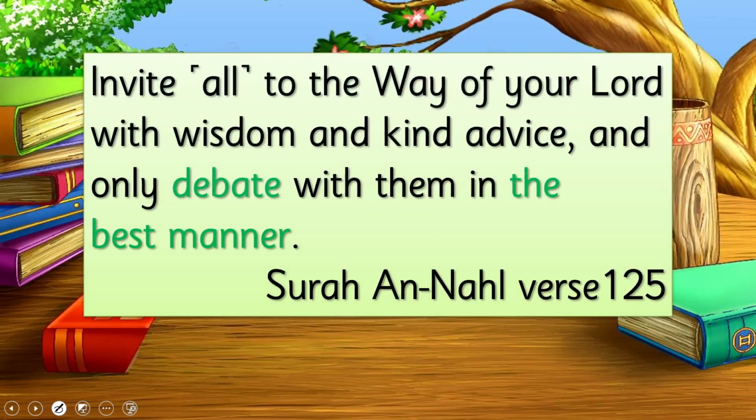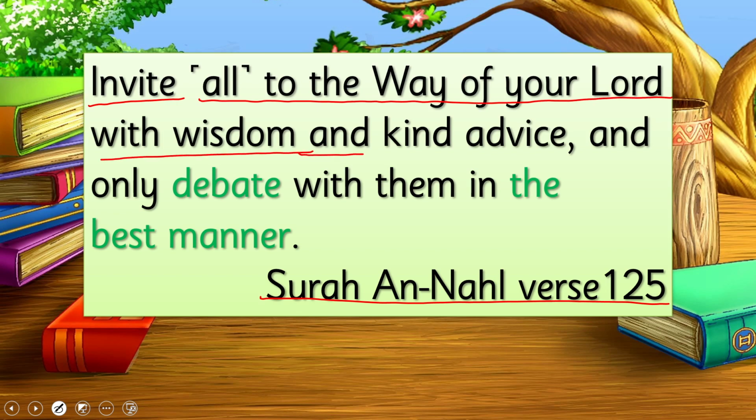Let's start with the name of Allah subhanahu wa ta'ala. Allah mentions in Quran, Surah An-Nahl, verse 125, invite all to the way of your Lord with wisdom and kind advice, and only debate with them in best manner.